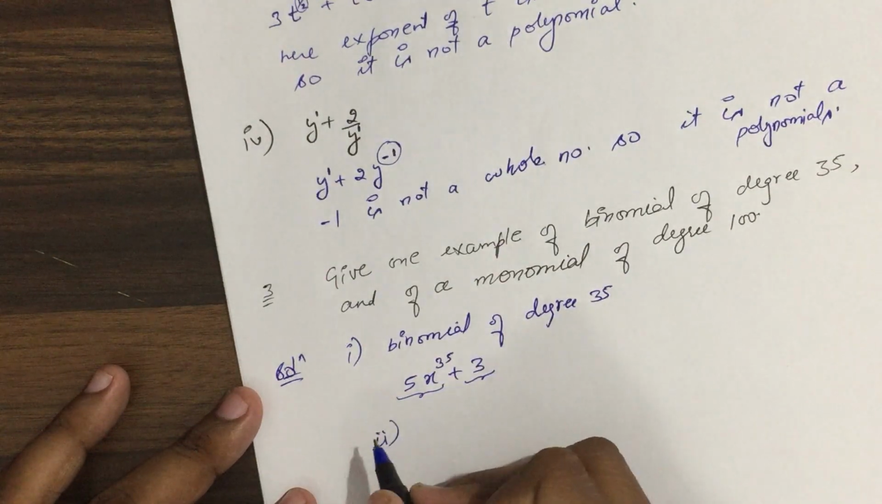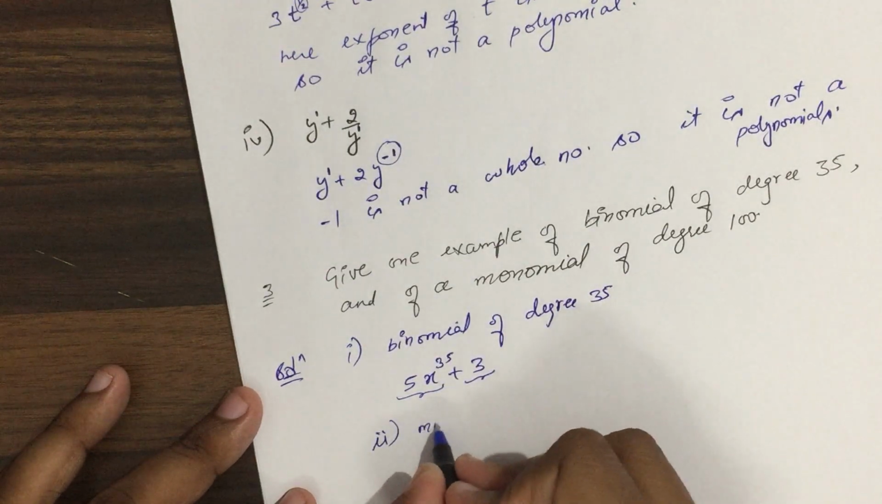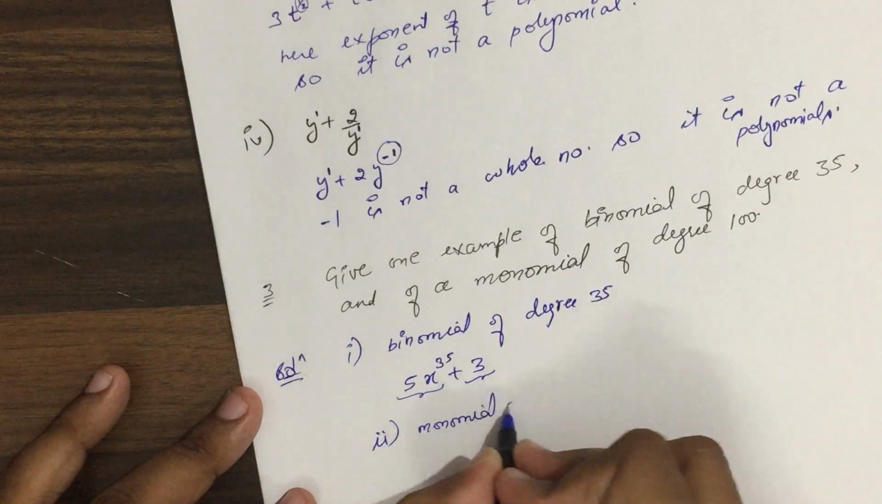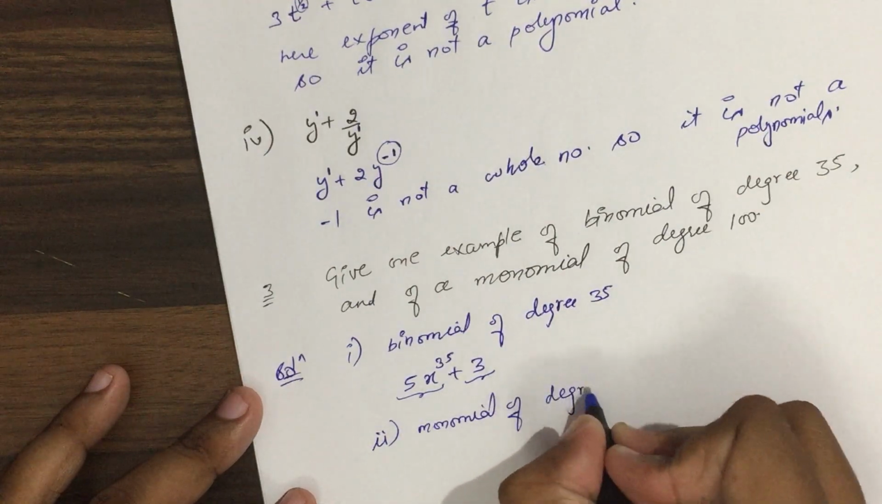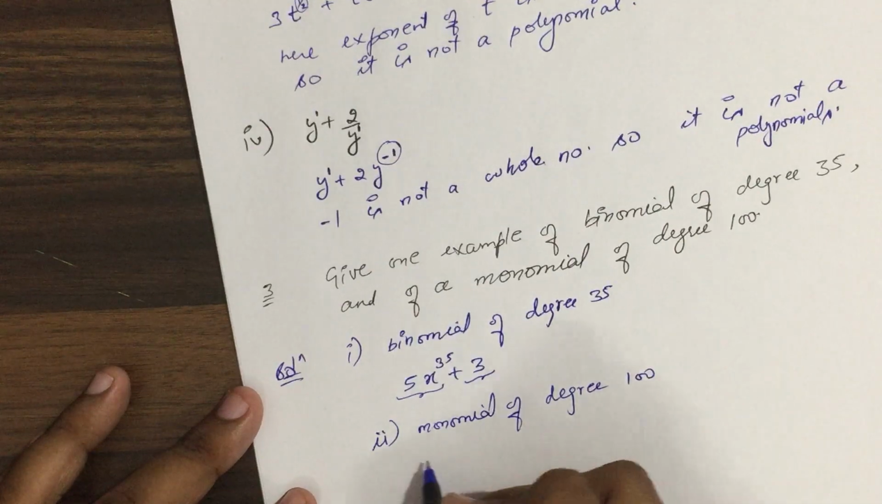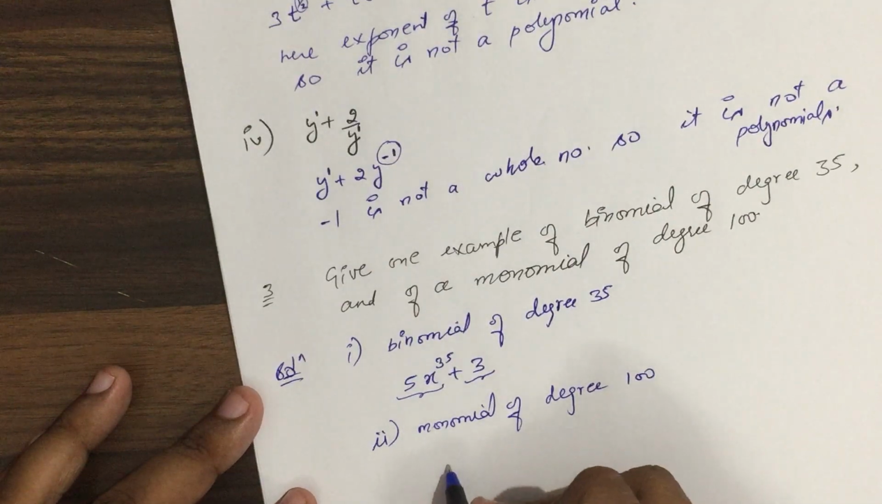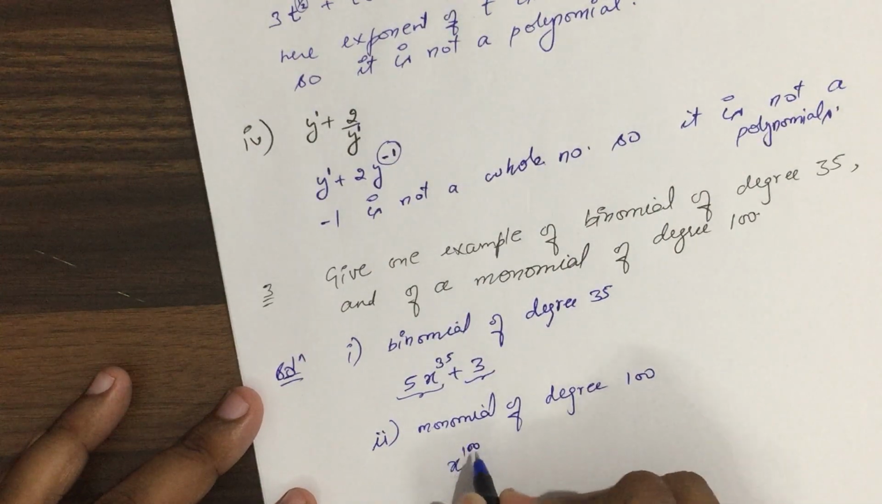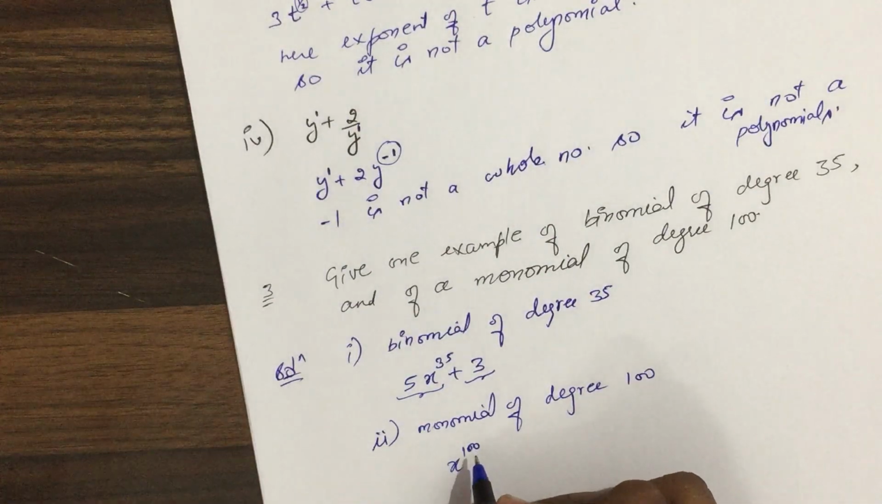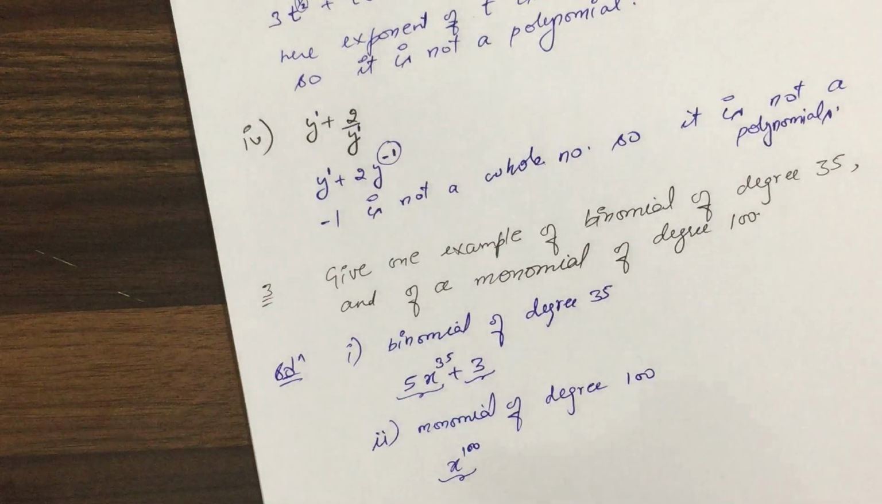Again the second part is a monomial of degree 100. Monomial means 1 term only, so the example is x to the power 100, variable is x and degree is 100 and only 1 term is there, so it is a monomial. Okay, now question number 4 and 5 also you can do.